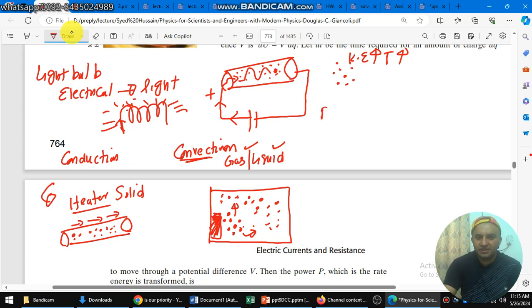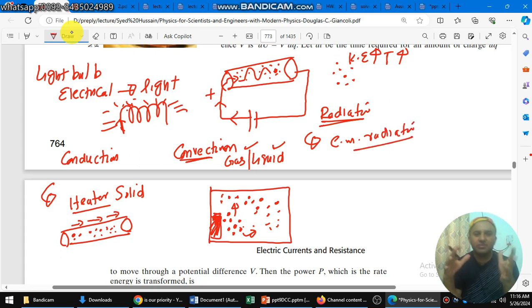And number three is radiation. Heat is transferred through radiation. Radiation is the phenomenon in which heat is transferred by electromagnetic radiations. Just like in the oven we have microwaves, and these waves heat up the food. So these are the radiations. Heat is transferred by electromagnetic radiations. These electromagnetic radiations heat the environment or something. Okay, so there are three processes in which heat is transferred from one place to another place.